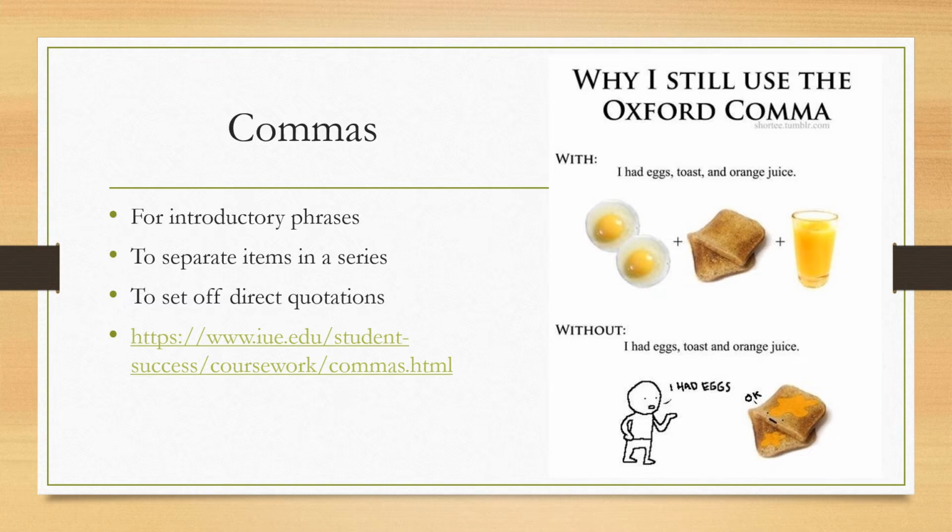So you can see the example in the photo where if you use the Oxford comma, it means I had eggs, toast, and orange juice, but without it, I had eggs and then toast and orange juice. So toast and orange juice would be considered together, without that comma to separate those two things. So please do use that. And then also to set off direct quotations. So if you're going to use a quote and you're saying, Lincoln said, it'd be comma, and then you can put your quotation in there.